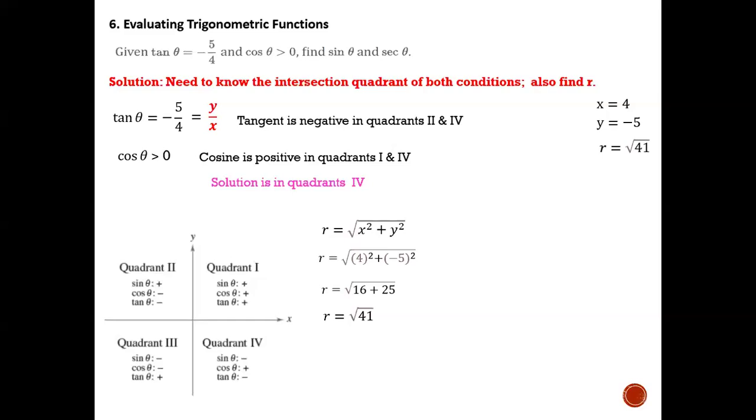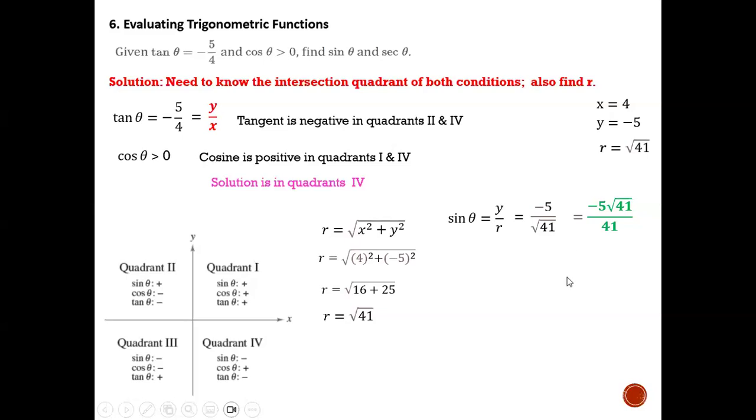So now I can answer sine of theta and secant of theta. So sine of theta is equal to y over r. Let me just plug it in. So y is negative 5, r is the square root of 41. We don't like to have the radical on the bottom, the square root. So we're going to go ahead and rationalize this denominator. So we're going to get an answer of negative 5 square roots of 41 over 41. And just to quick recap, how did I rationalize the denominator? All I did was multiply the denominator and numerator by the square root of 41.